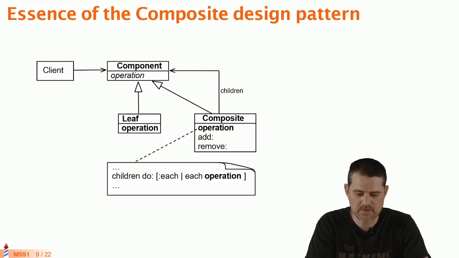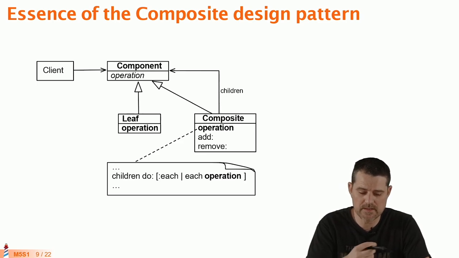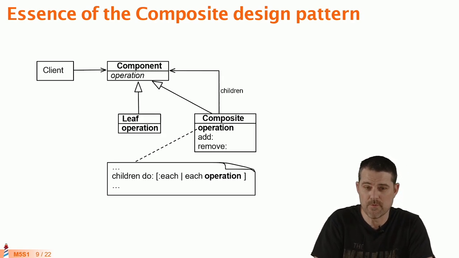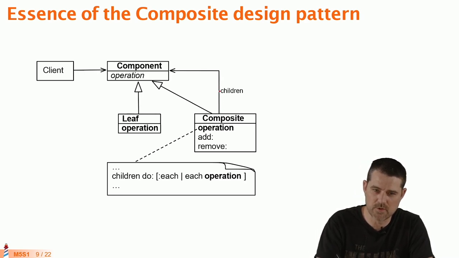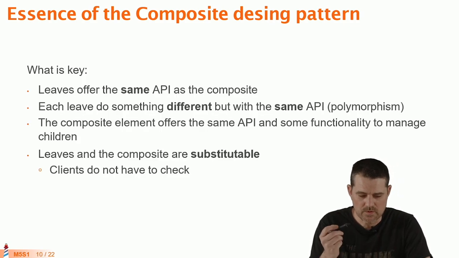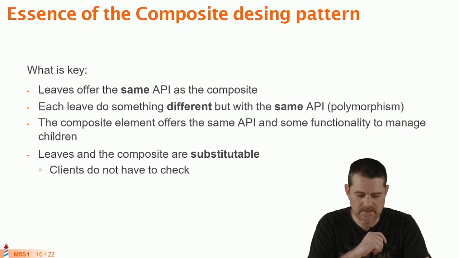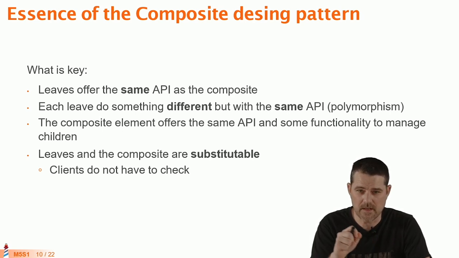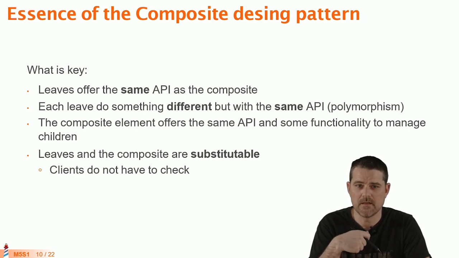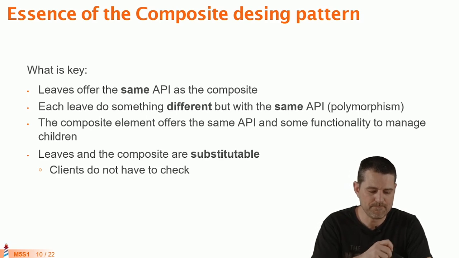So the essence of the composite design pattern is the following. This is a drawing that you can find in books. You have four different roles: the client, the component, a leaf, you may have multiple leaves, and a composite. And the recursion is in the composite class. What is key is that leaves and the composite offer the same API. This uniformity avoids testing in the client's code, which is what we want.